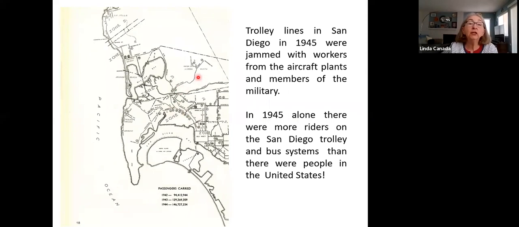Here is the single trolley line that goes up to the 3,000 homes, 14,000 people living up here at Linda Vista, with only 2 stops in the entire community, in order for them to come back down to work at Consolidated Aircraft or to change lines to move into other parts of the community, which were also serviced by the trolley lines. So a statistic that just blows my mind is at the bottom of this image. In 1945, there were more rides taken on the San Diego trolley and bus systems than there were people in the United States. So we just had a huge number of people trying to get around the community.